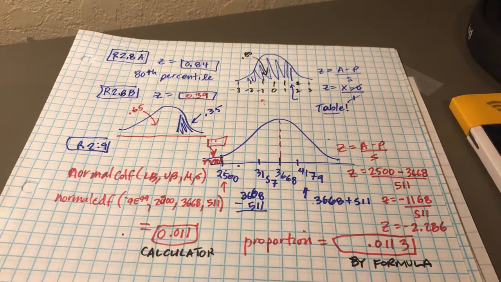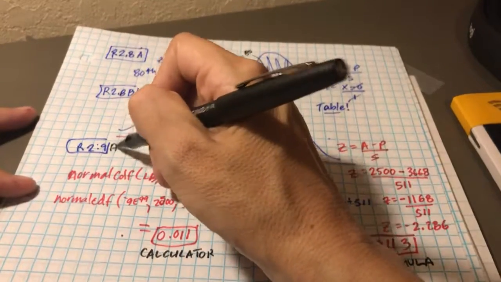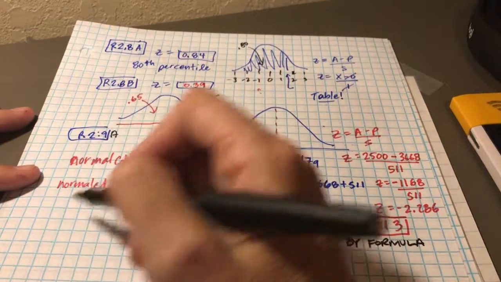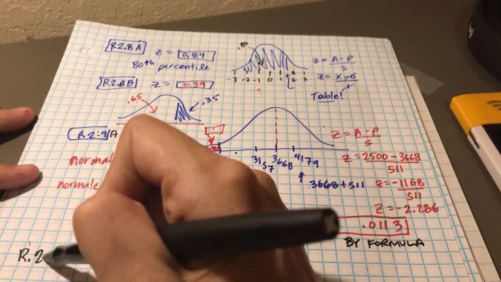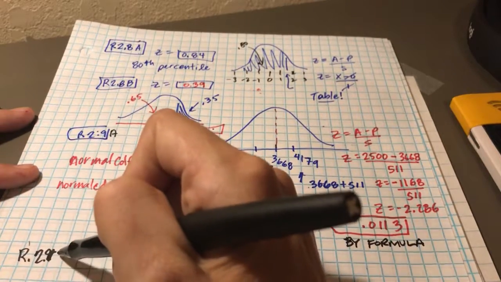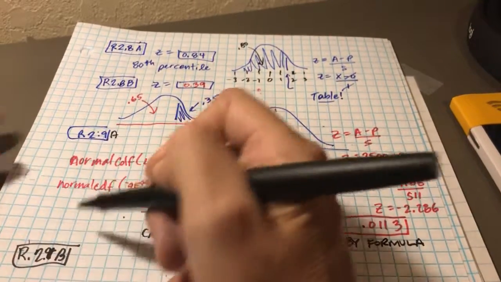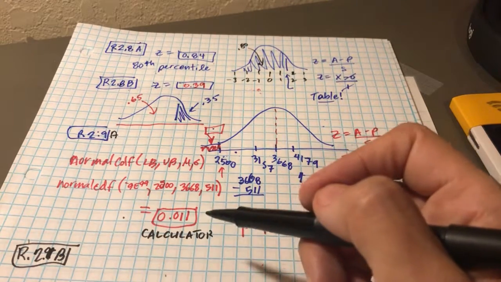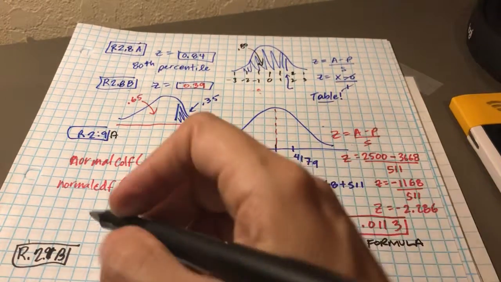Right, welcome back. We're going to pick up where we left off. We finished 2.9a, and we showed the calculator and the formula. So we're going to do question 2.9b. Same facts, little birth weight, but it's asking, find the quartiles.